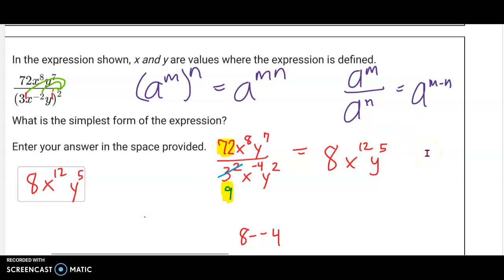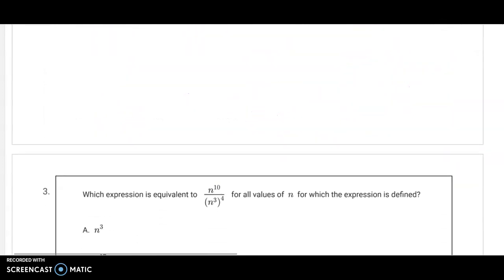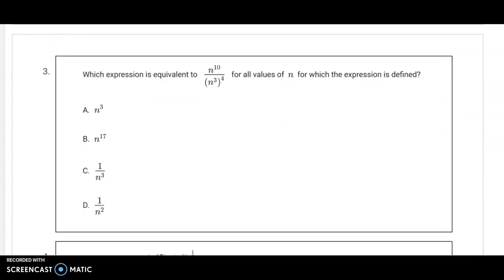Now take a moment and try question number 3. Pause the video and try number 3. Question number 3 has 2 steps. We'll start with the numerator looks fine, n to the 10th, but the denominator does not because we have parentheses in it. So remember, multiply the exponent on the outside to each of the exponents on the inside. So 4 times 3 is 12.